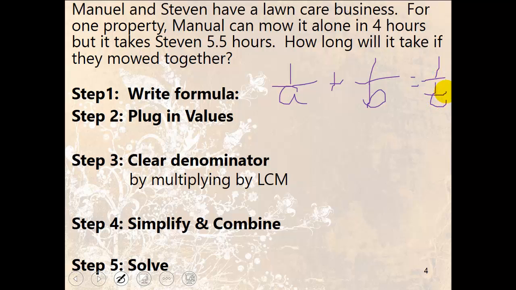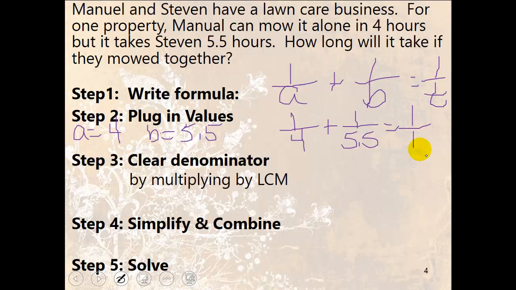So then what we're going to do is plug in the values. Well, let A be what Manuel can do it in, and that's 4 hours. Let B be what Stephen can do it in, and that's 5.5 hours. So now we're going to plug in 1 over 4 plus 1 over 5.5 equals 1 over T.